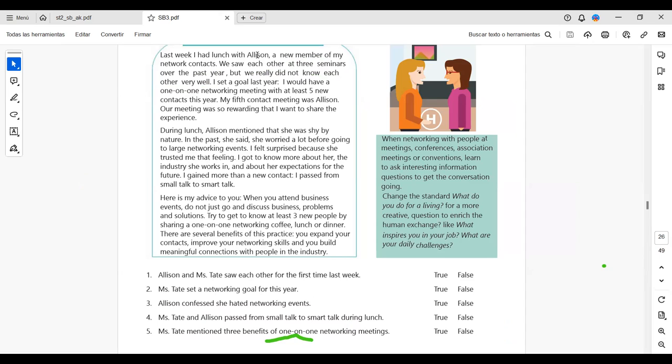Okay. Let's see. Where is that information? In the first paragraph. Yes. It says, I set a goal last year. I would have a one-on-one networking meeting. Okay. So it means that indeed it is false too.